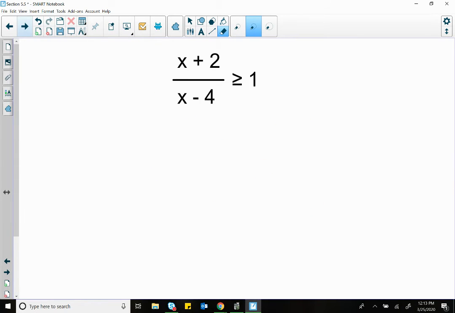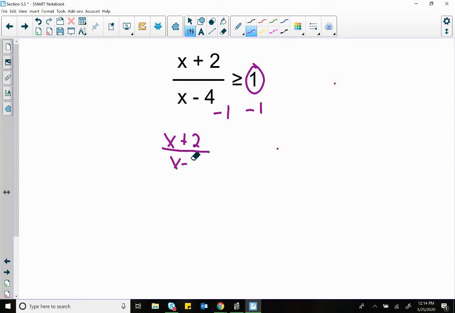One more problem. So we have x plus 2 all over x minus 4, and we're greater than or equal to 1. So because we are greater than or equal to 1, you got to be careful in this one. So let's do this one together instead of pausing the video and trying it on your own. So we got to move this 1 to the other side. So we're going to subtract it. And what that gives you is this. x plus 2 over x minus 4 minus 1 greater than or equal to 0.